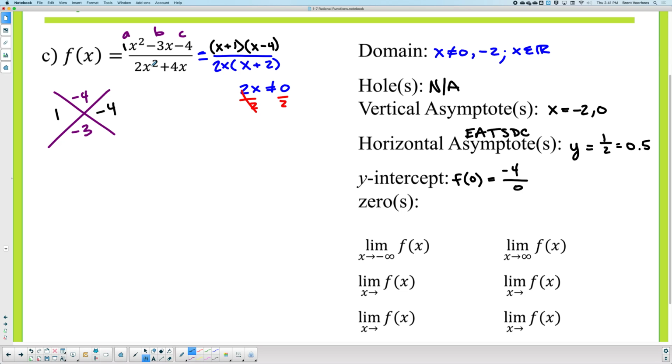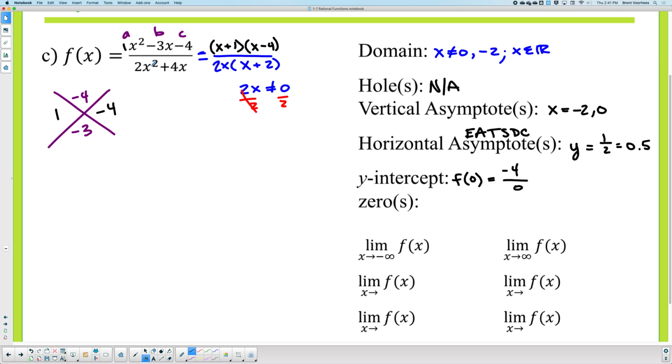Finally, the zeros. We look back at the numerator. To find the zeros, you say, where does the numerator actually equal 0? -1, +4. Good. -1 and +4. Okay, now I'm going to graph it, and we'll see if our values match up correctly.